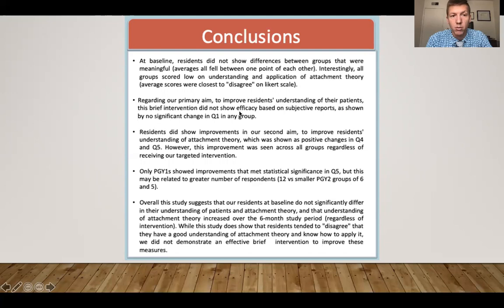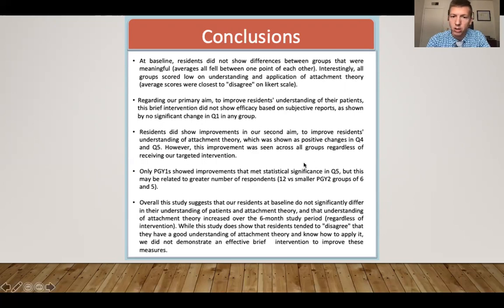Regarding our primary aim, this brief intervention did not show efficacy based on the subjective reports in this 6-month period. They did show improvements in the second aim of improving the understanding of attachment theory. However, this improvement was seen across all groups regardless of receiving our targeted intervention. This could be because the PGY2s progressed over 6 months. They also had one class where they did talk about attachment theory outside of our intervention, or maybe by intermingling within the group, they talked about attachment theory more commonly in their class.